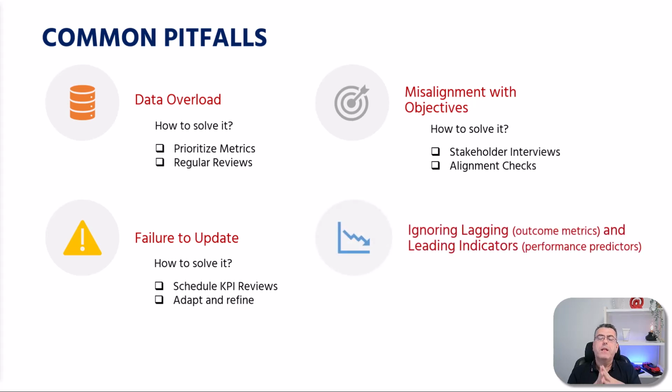And finally, ignoring lagging and leading indicators. What are these two indicators? Lagging are outcome metrics, and leading are performance indicators. So you have to balance KPIs that will show you performance and outcome in terms of your project. Outcome in terms of the cost, the time, the scope, the quality, but also the performance that you are delivering in your project.